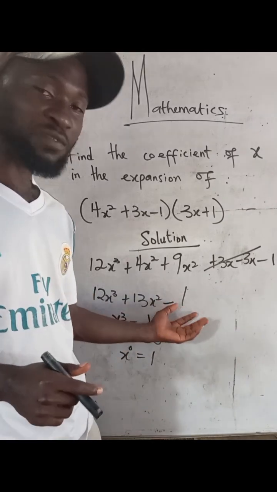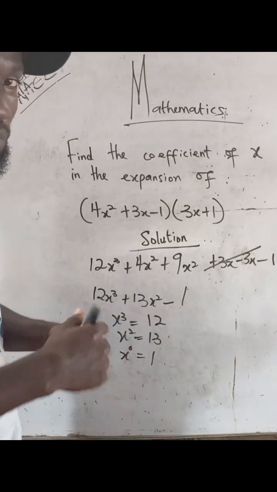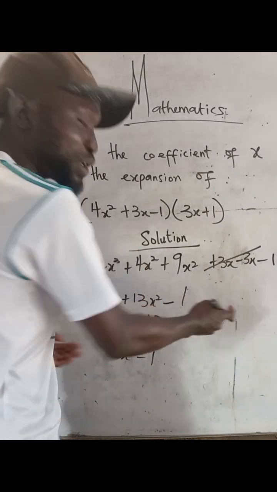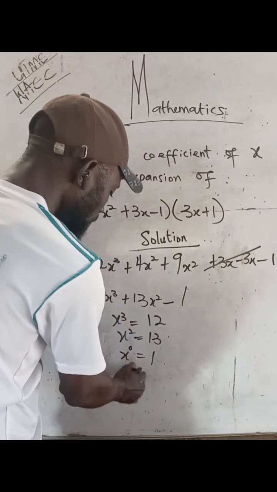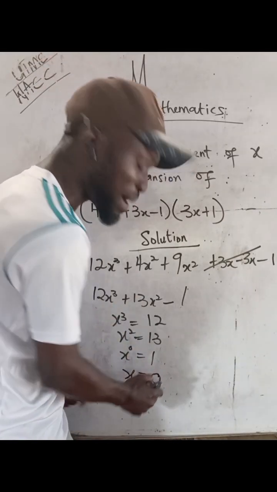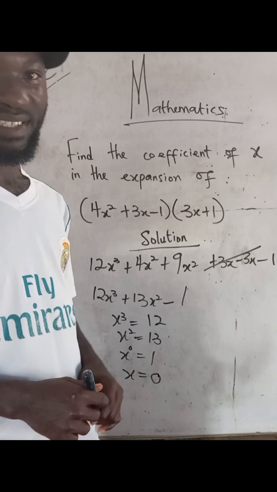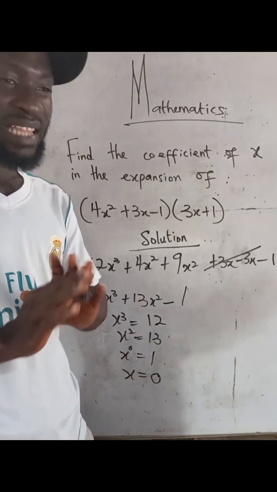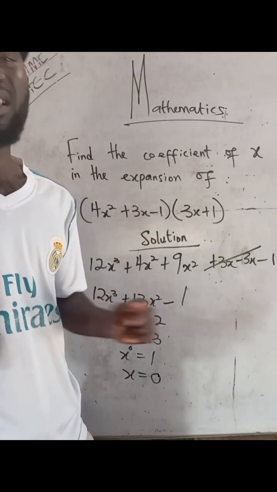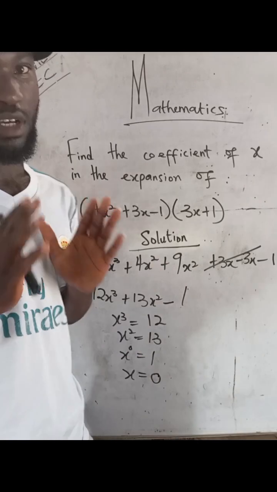Now, we have to improvise. And how do we improvise? We say that the coefficient of x, which is not even in this question, is 0. Why? Because anything multiplied by 0 is still 0. And that is why we don't see it here. That is one of the magic of mathematics. It is very simple and straightforward.